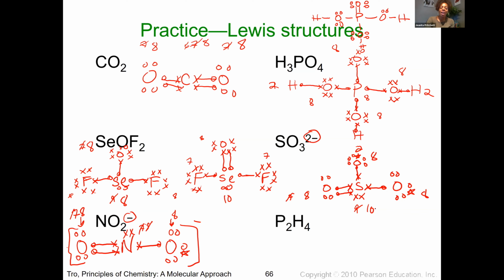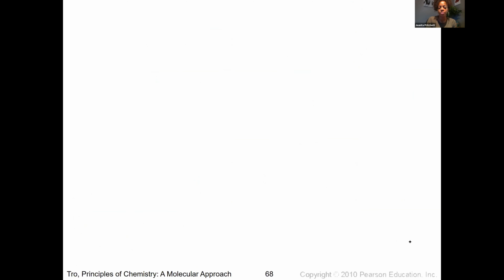Okay. And then last but not least, we have P2H4. Again, those hydrogens are going to be terminal. They're on the outside. And so I'm going to start by putting my phosphoruses by one another, and then put the hydrogens surrounding it. And for right now, I'm just going to put them here and here.